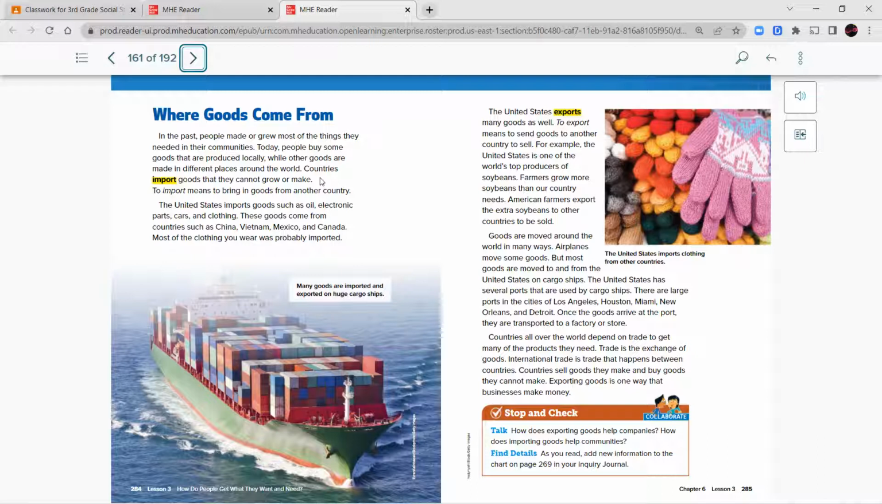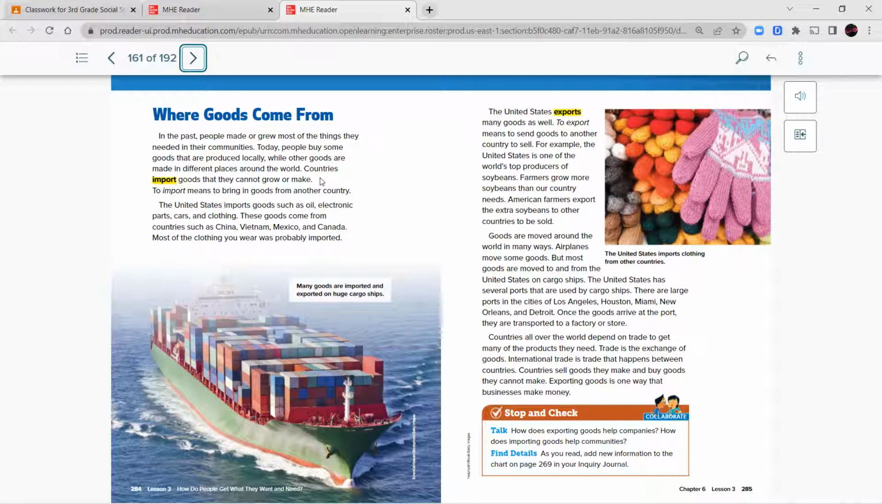Goods are moved around the world in many ways. Airplanes move some goods, but most goods are moved to and from the United States on cargo ships. The United States has several ports that are used by cargo ships. There are large ports in the cities of Los Angeles, Houston, Miami, New Orleans, and Detroit. Once the goods arrive at the port, they are transported to a factory or a store.